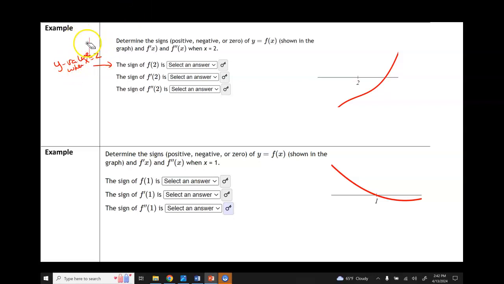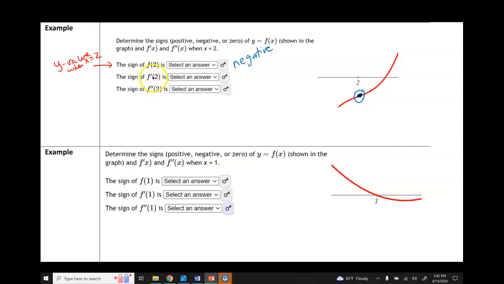So we're not looking at is it increasing, decreasing, or concavity. We're looking at literally the value. So if I'm looking at x equals 2, this is the corresponding y value. And notice the y value is below 0. So the y value is going to be negative.